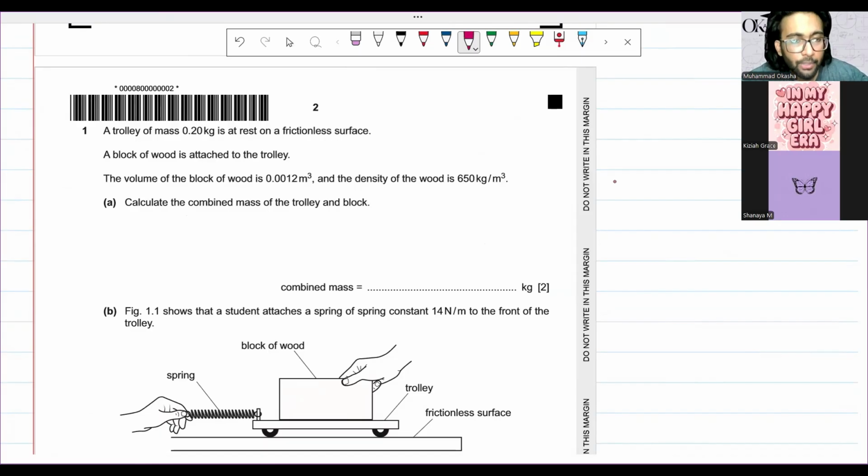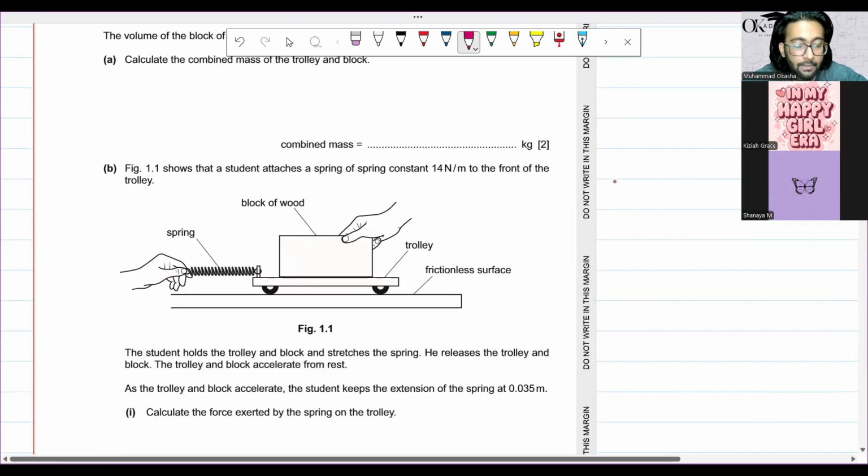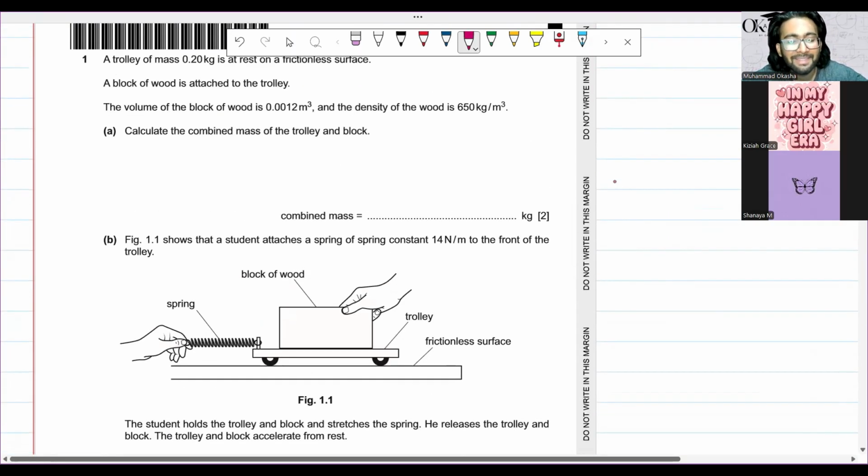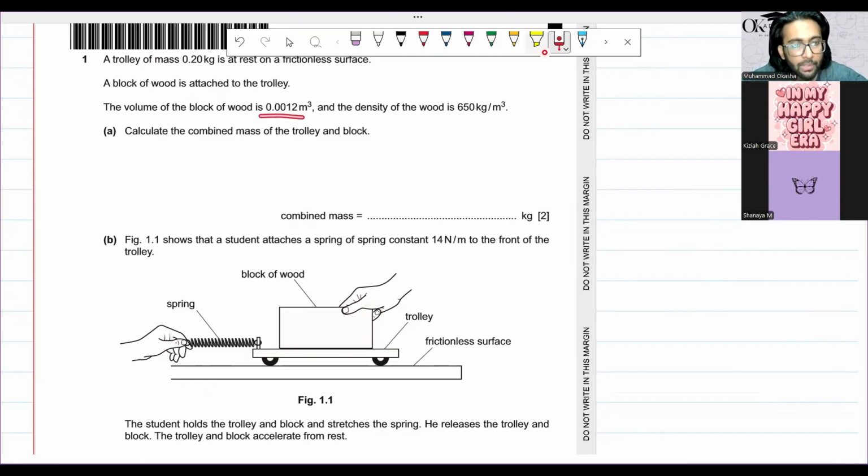A trolley of mass 0.2 kilograms is at rest on a frictionless surface. The surface is frictionless, and a block of wood is attached to the trolley. So here's the block of wood which is attached to the trolley. The volume of the block of wood is 0.0012 meter cube, and the density of the wood is 650 kilogram per meter cube. So I hope these units are consistent. This is meter, so you don't need to change any units.